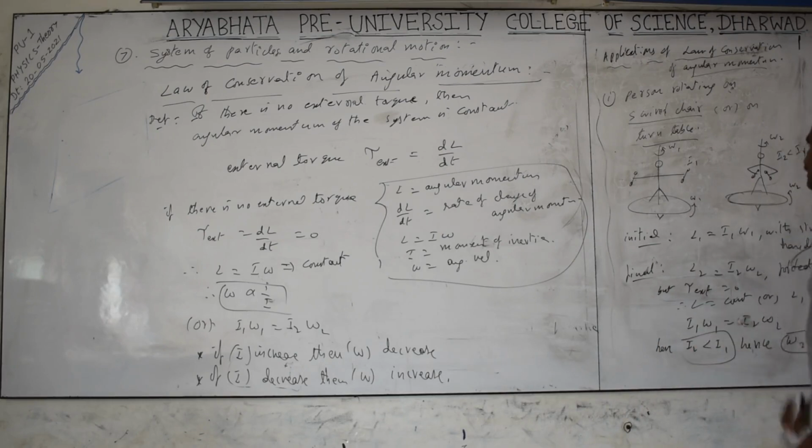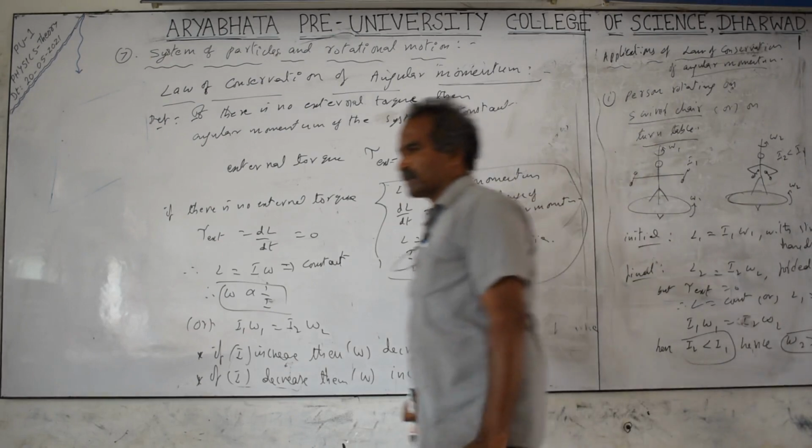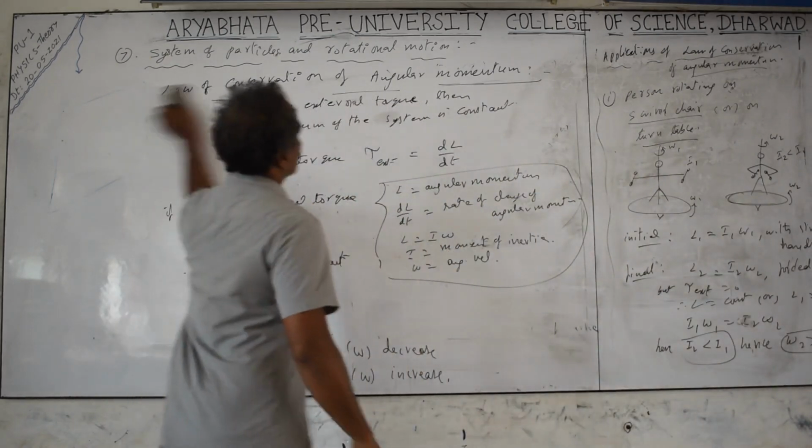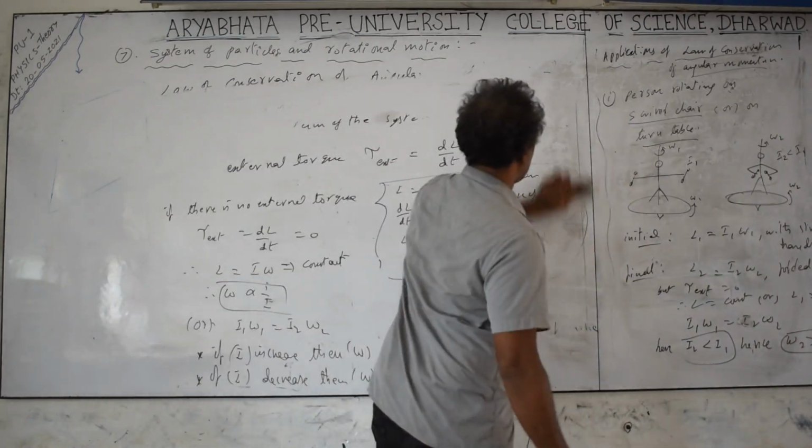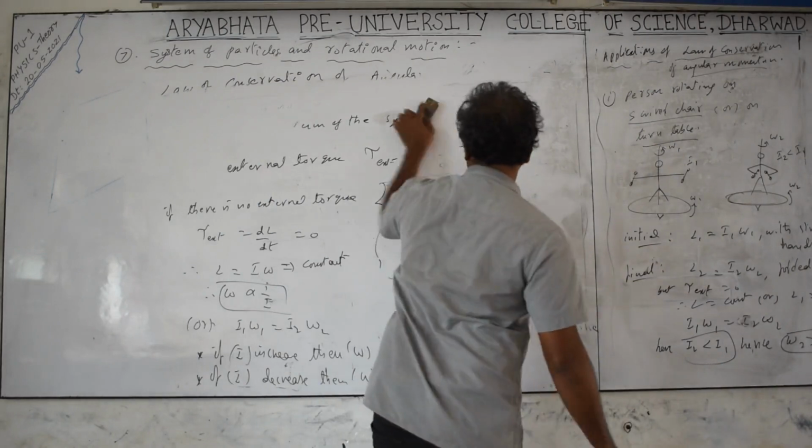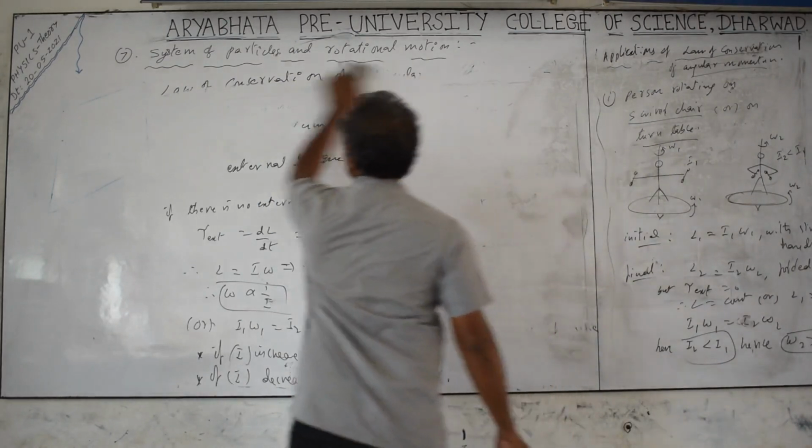Automatically, speed increases by folding, and by stretching the hands, speed decreases. The same thing happens instead of standing on this rotating table: if the person is sitting on a rotating chair, the effect is similar. Other examples: a person diving, or in the circus jumping from one swing to another.